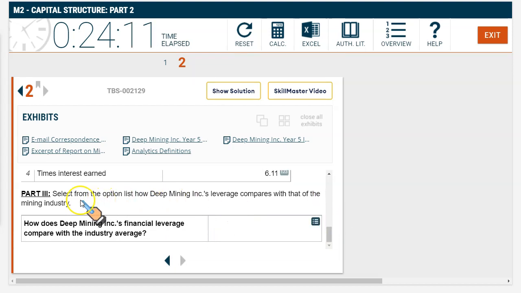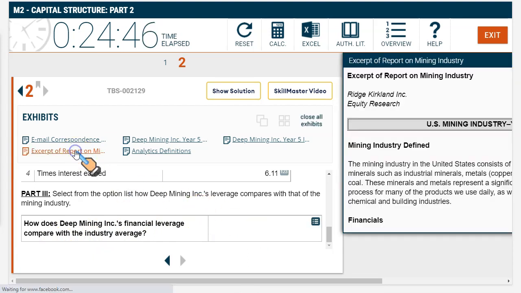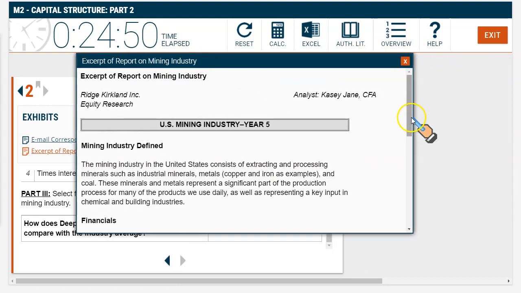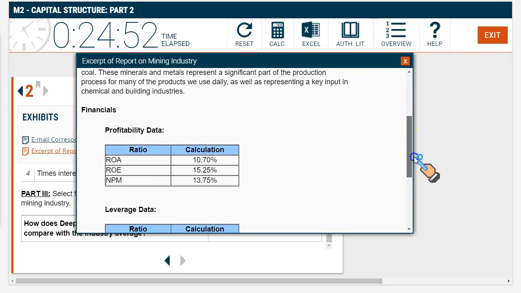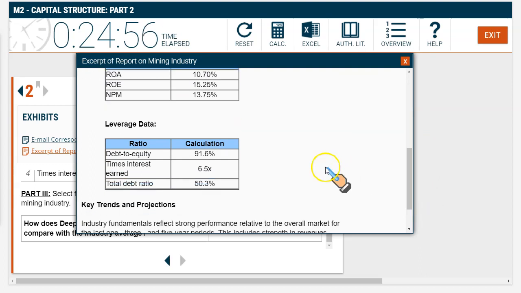Last part says select from the option list how Deep Mining Incorporated leverage compares with that of the mining industry as a whole. How does Deep Mining Incorporated's financial leverage compare with the industry average? So for this, we have to go for the extract, where we have the relevant information given. Profitability you are not interested in, leverage is what we are interested in.